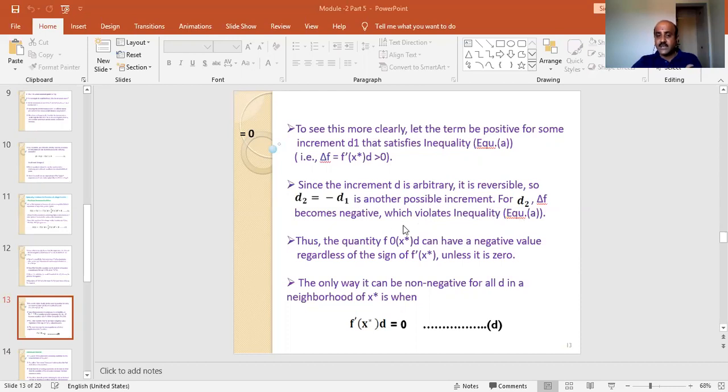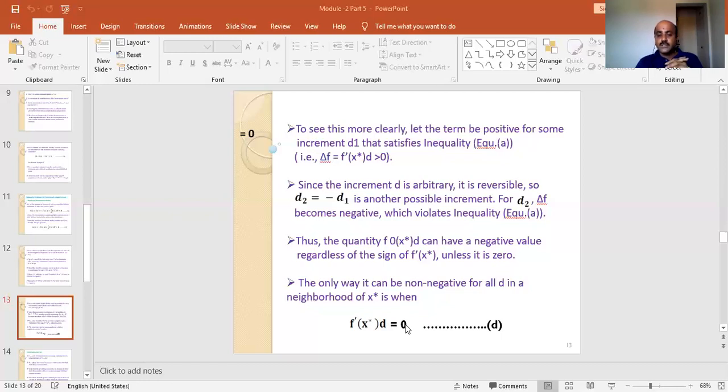Thus, the quantity f dash x star d can have a negative value regardless of the sign of f dash x star, unless it is 0. The only way it can be non-negative for all d in the neighborhood of x star is when f dash x star d is equal to 0. This is a very important condition you are supposed to remember.